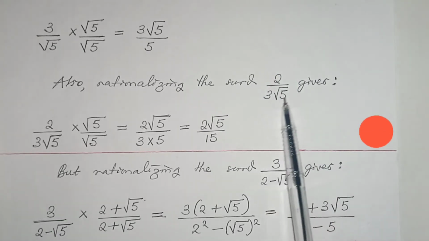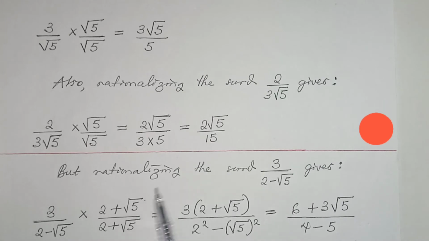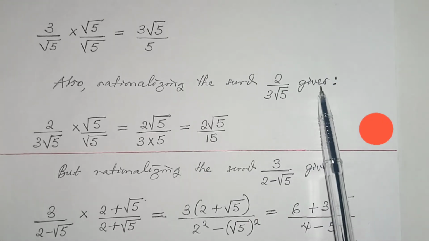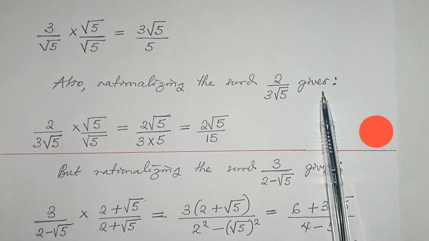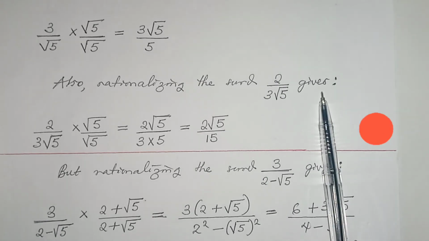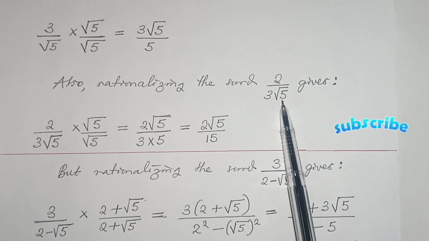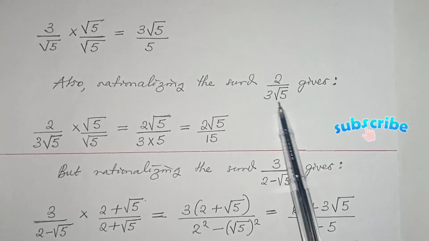And how do you rationalize it? Students often make the mistake of using the whole denominator to multiply the numerator and denominator just to rationalize. You don't have to stress yourself. It boils down to the same thing. All you have to do is to multiply the numerator and denominator by the surd itself, and the surd in this case is root 5.